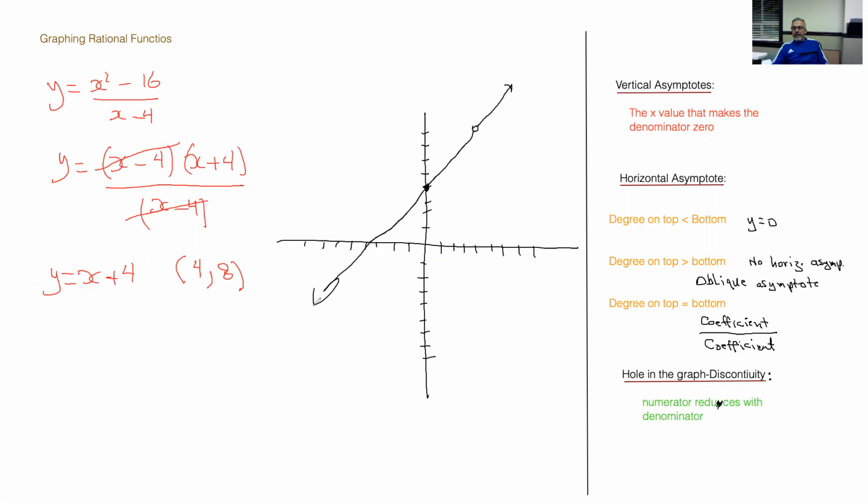And that's it. Next time we'll go over oblique asymptotes, and maybe we'll explore something that doesn't have any vertical asymptotes or a hole, and doesn't have an oblique asymptote either.